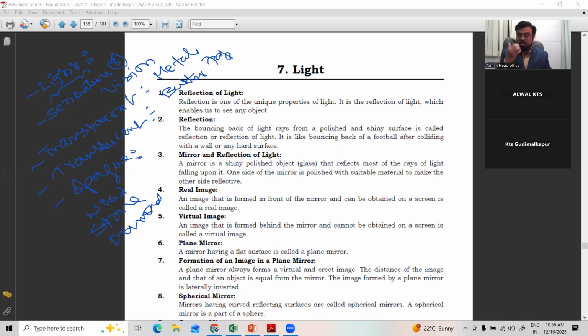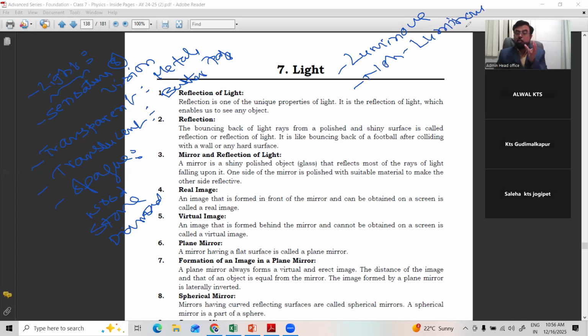Suppose I am able to identify that this is a pen, and that this is a mobile phone. How can I identify? Because of light only. Right. In that light also, there are some luminous bodies and some non-luminous bodies.